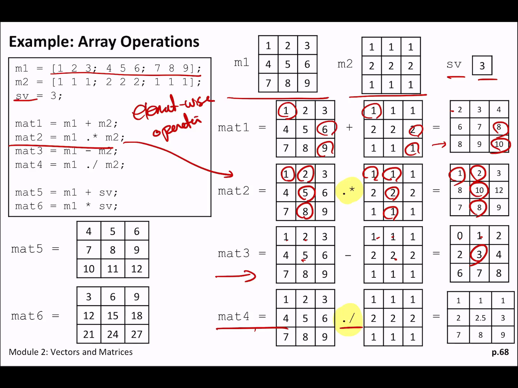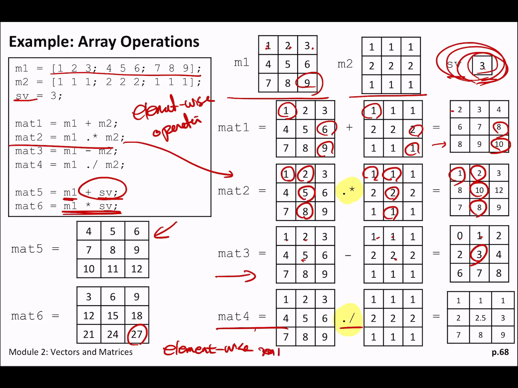What about the scalar operation? We learned about the scalar operation here. In the previous example we were dealing with a vector, but here it is a matrix and a scalar, meaning that we are adding this scalar to every single element in the M1 matrix. So M1 matrix plus 3 gives 4, 5, 6, like this. What about multiplication? Multiplication is the same. Multiply the 3 to every element. So 9 times 3 is 27. Makes sense? Element-wise operation.